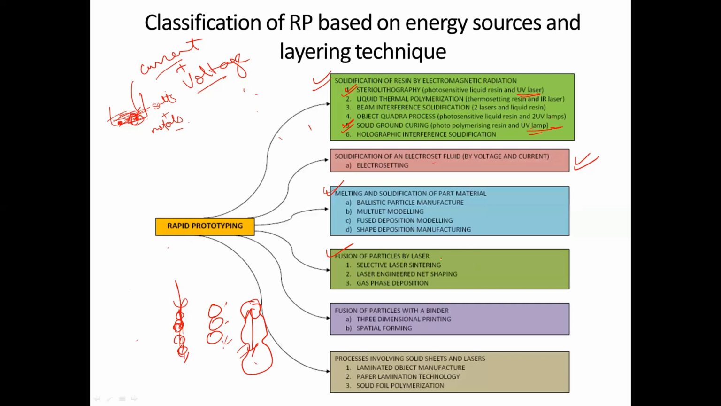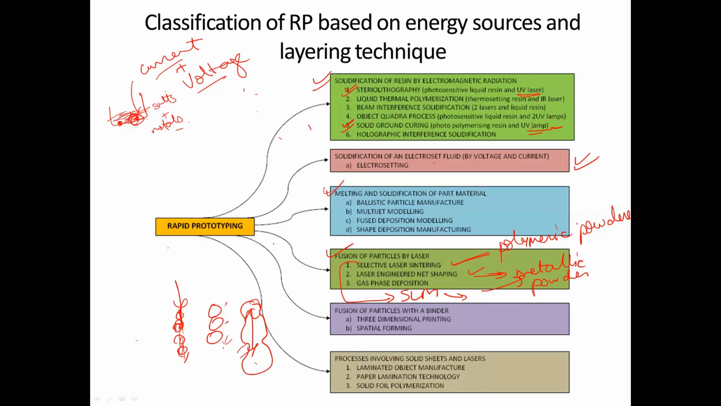The most common ones over here are selective laser sintering and LENS, laser engineered net shaping. LENS basically uses metallic powders, whereas selective laser sintering uses polymeric powders. However, there is a new version of SLS that is called SLM, selective laser melting. Selective laser melting also uses metallic powders as the raw material. So fusion of particles by laser, that is how it happens.